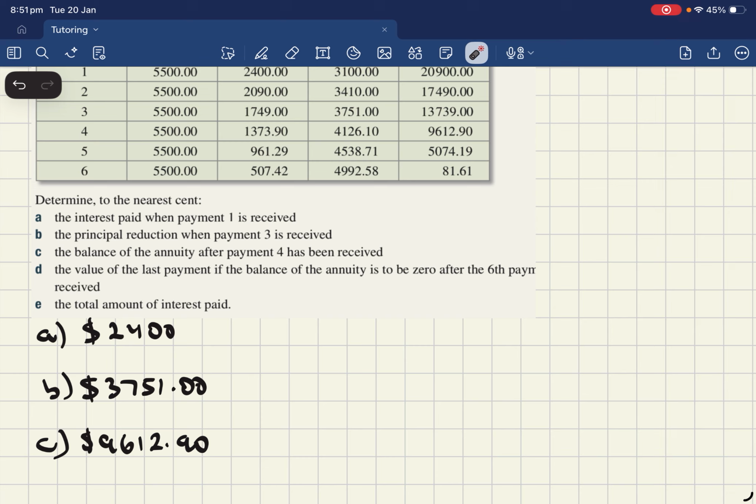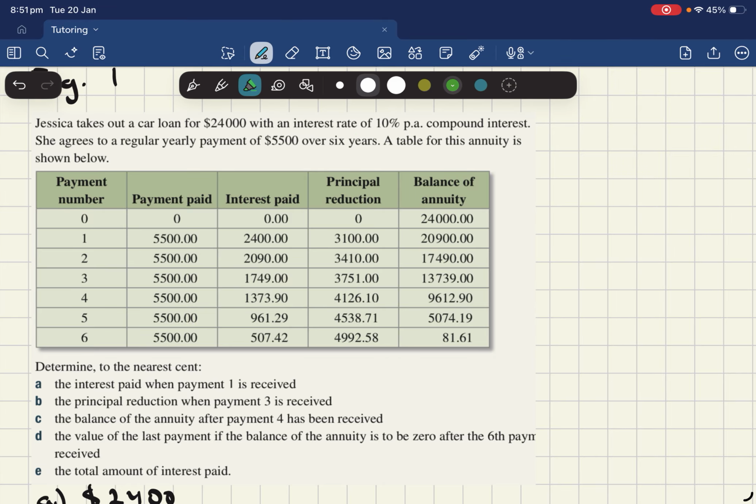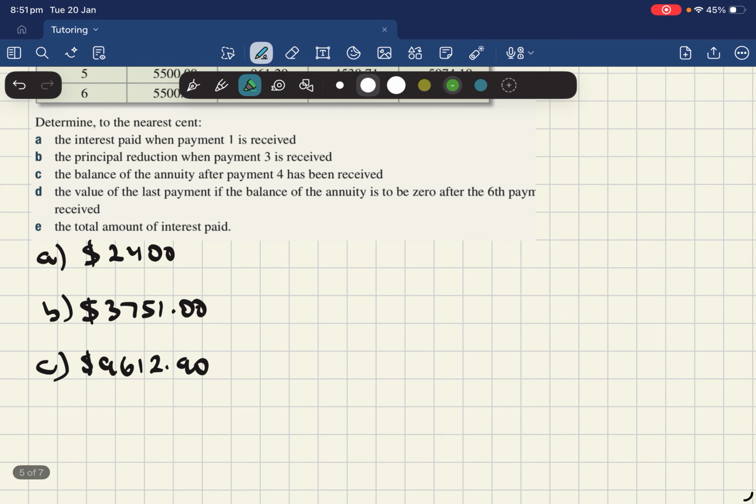Now, remember, we said this in a previous video. At the end of these 6 payments coming through, we still have $81.61 to still pay off. But this person has agreed for this to be paid over 6 years. So that very last payment will be $5,500 plus this extra bit that we need so that we can fulfill this agreement with the bank or the lender. We have to pay back the full amount at the end of the 6 years. So this part will get added onto our very last payment. So our final payment for part D is $5,500 plus $81.61.